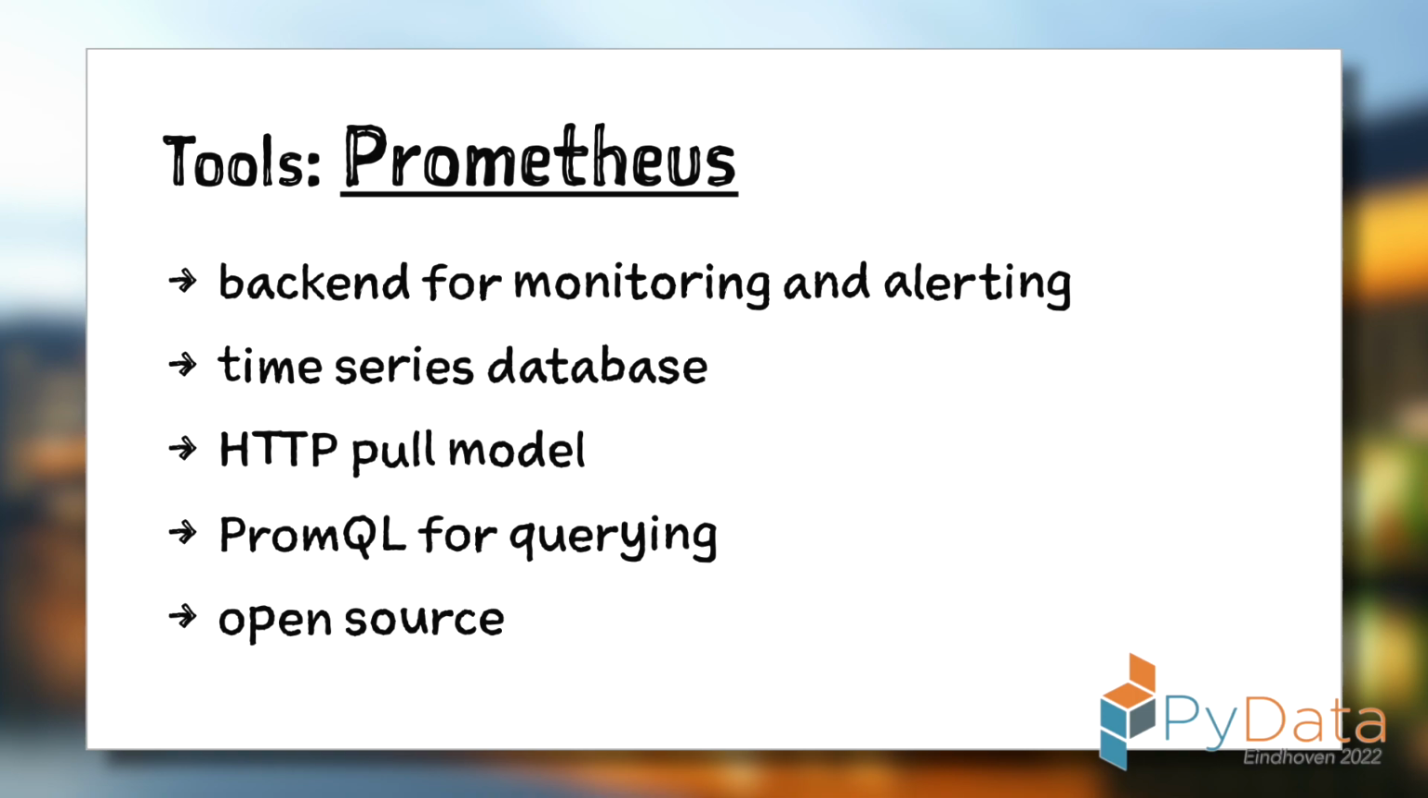It works with a time series database with a smart data model so that it can save data in an efficient way. It works with this HTTP pull model. That means that if you have your own model deployed as an API somewhere, you just need to expose the metrics, and then Prometheus will scrape them and takes care of the rest. Also, they have this PromQL querying language where you can aggregate and do all kinds of queries on these metrics.